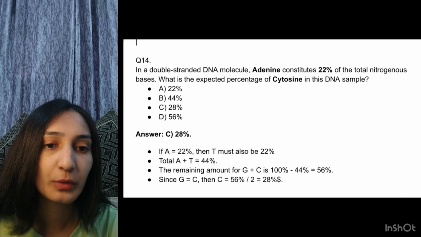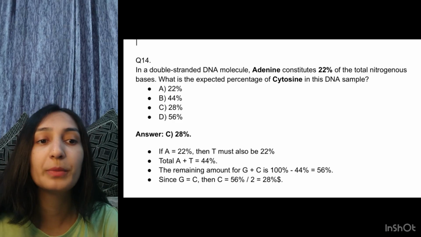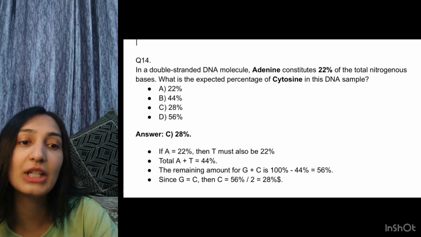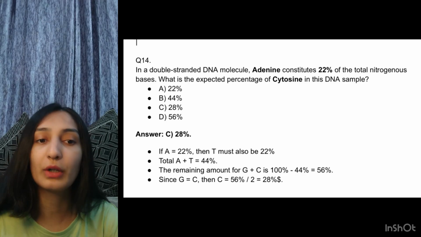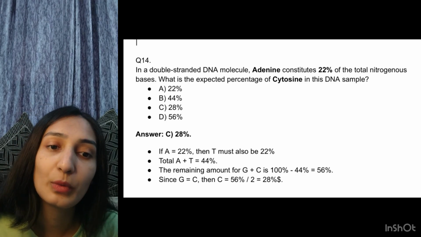Now moving on to the next question. In a double-stranded DNA molecule, adenine constitutes 22% of the total nitrogenous bases. What is the expected percentage of cytosine in this DNA sample? The options are 22%, 44%, 28% and 56%. The correct answer is 28%.